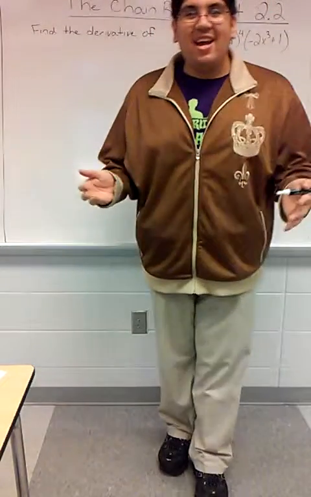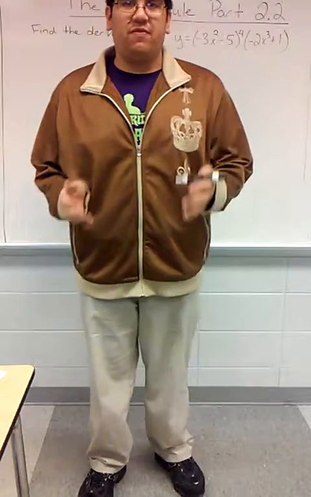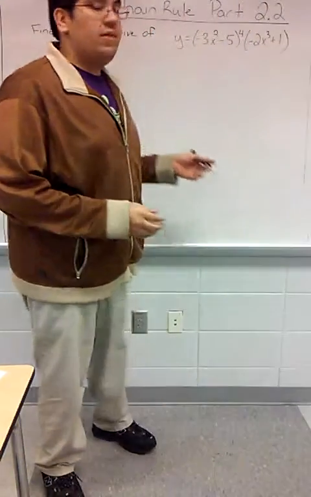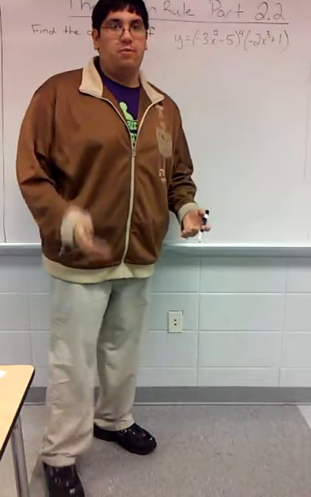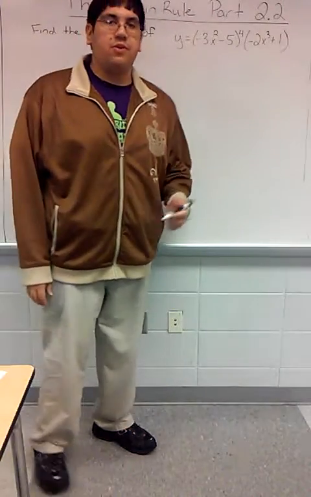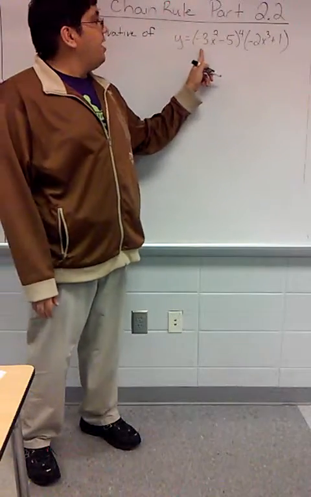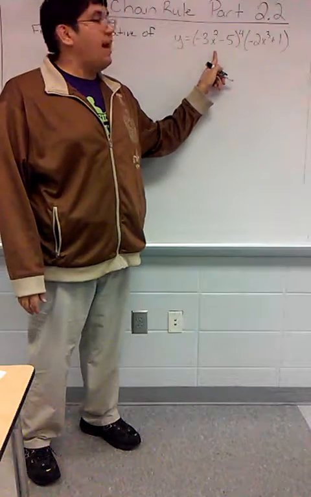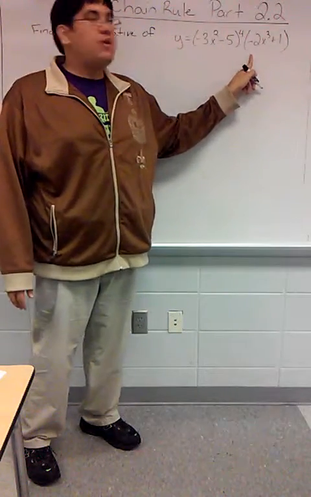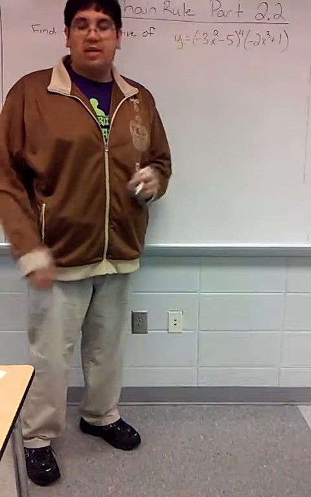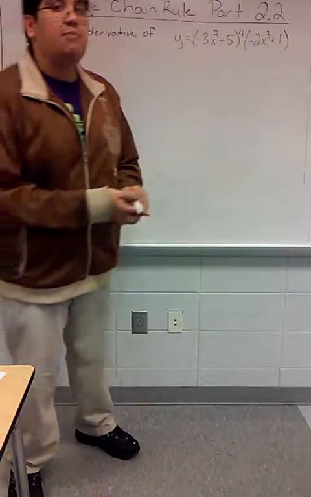All right, guys, for today, we're going to be using the chain rule to find the derivative. But this time, we're going to be looking at some harder problems. For example, let's say I wanted you to find the derivative of the following function: negative 3x squared minus 5 to the fourth times negative 2x cubed plus 1. Obviously, you should notice that this is a product.